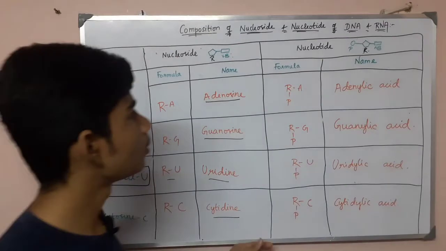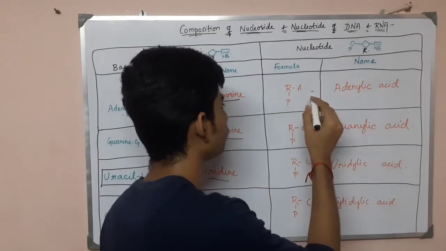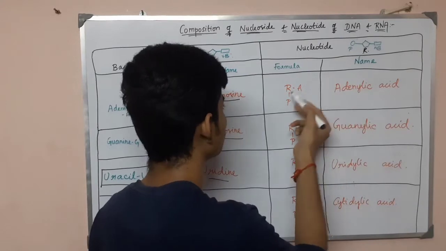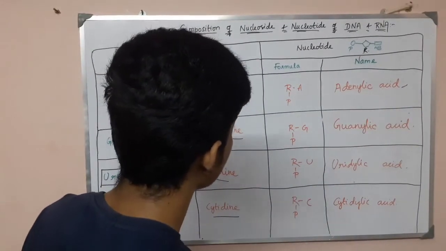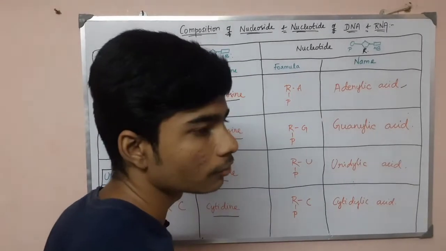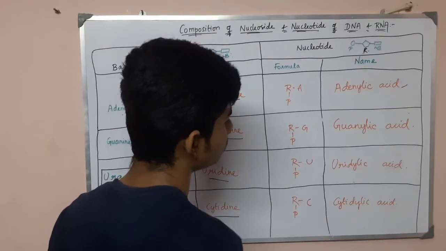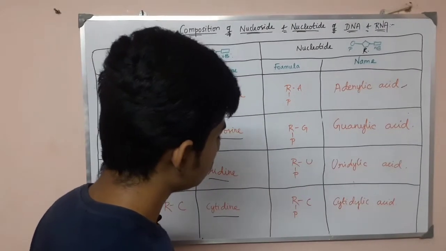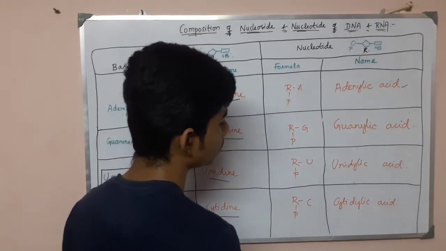And when we come to a nucleotide, the compound will be sugar, adenine and phosphate. It will be adenylic acid. A combination of ribose sugar, guanine and phosphate will be guanylic acid. A combination of ribose, uracil and phosphate will be uridylic acid. And a combination of ribose sugar, cytosine and phosphoric acid will be cytidylic acid.